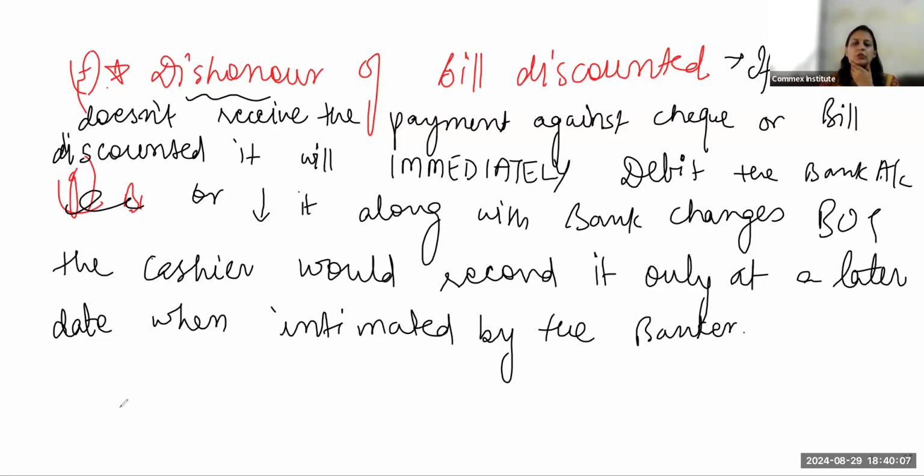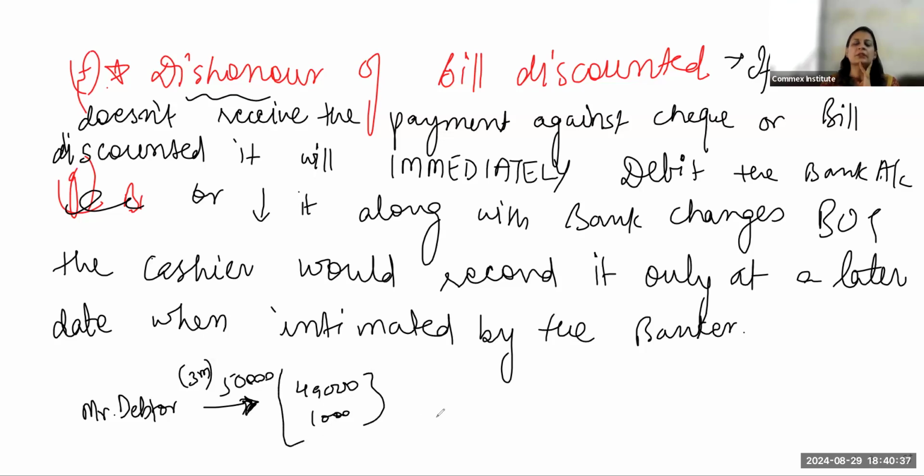We know that suppose I received a check from a debtor. So my debtor is Mr. Debtor. So Mr. Debtor gave me a check of 50,000, right? Which is a post-dated check. And I want the amount now itself. So I'll go to the banker and request him to give me 49,000. 1,000 I'll ask him to keep for himself. And then I'll tell him that 3 months from now, Mr. Debtor will pay you 50,000 on the post-dated check. Now what happens?